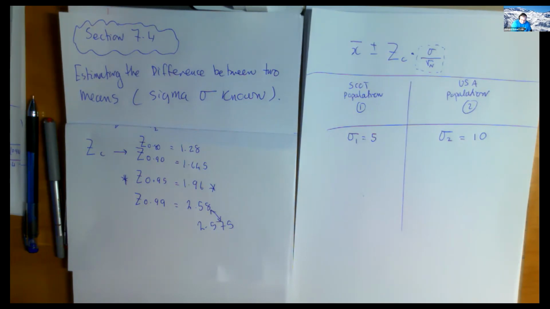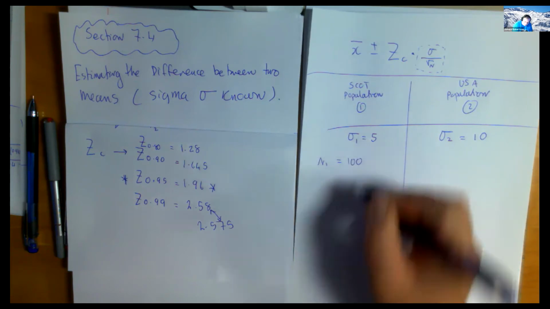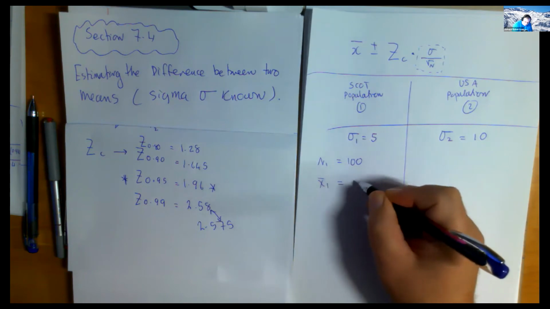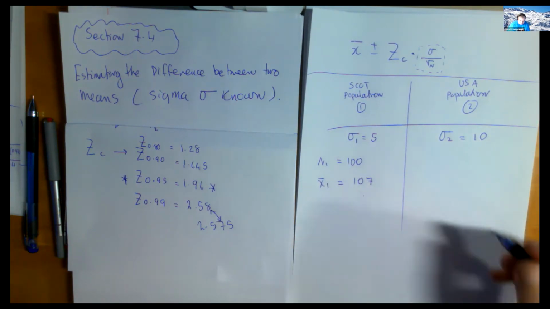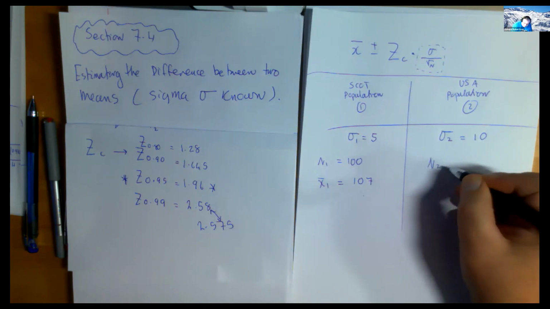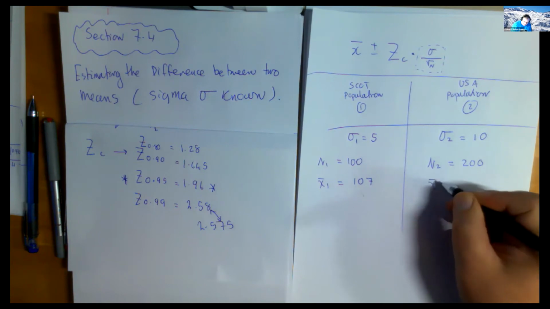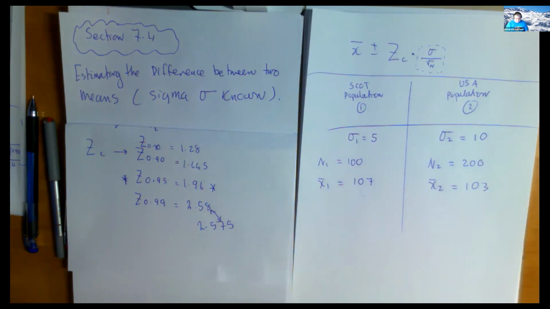And I'll make it my IQ story. They got a sample of 100 Scottish guys, and the average IQ of them was 107, which is nice and high. And they got 200 Americans, and the average IQ was 103.